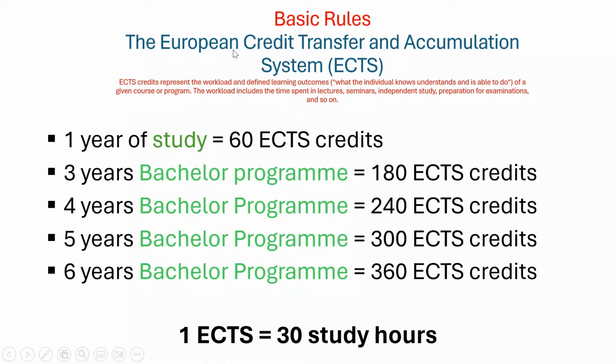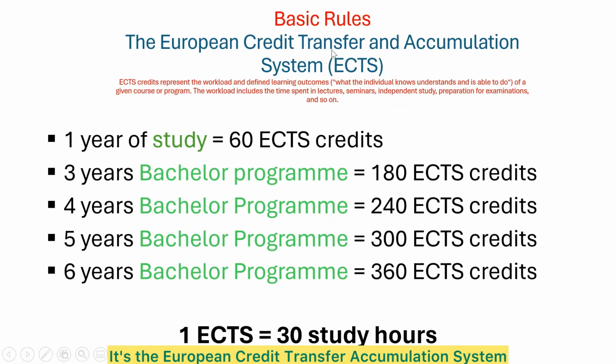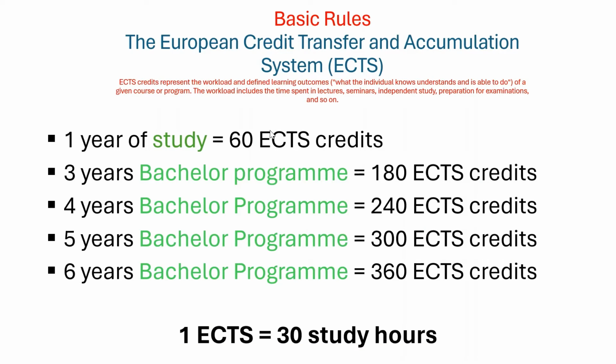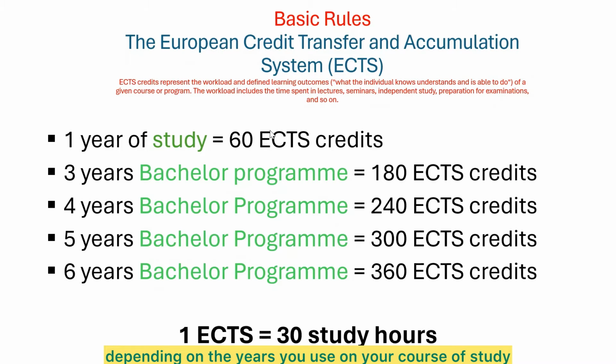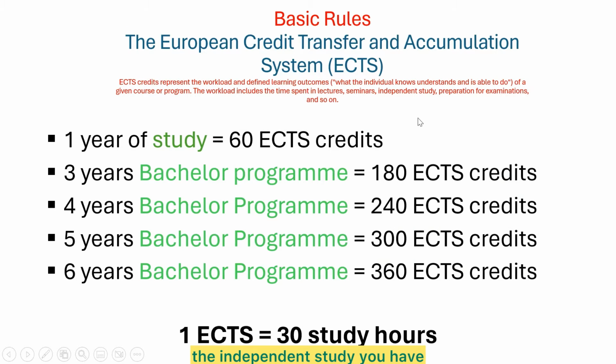So, basic rules. What does ECTS stand for? It's the European Credit Transfer and Accumulation System. What they're trying to understand is the time you spent during your undergrad, the time you spent over the lectures you received. It might be a 4 year course, a 3 year course, a 5 year course, or even a 7 year course, depending on the years you use on your course of study. The number of courses you do, the independent study you have, the accumulation of all of these things. They want to see how they add up to your performance or your learning outcomes. That's what it means in essence.